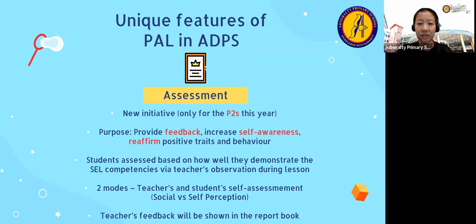And should there be a big difference in terms of the results, teachers will then reach out to these children and speak to them to discuss it. And yeah, that's about it for assessment.